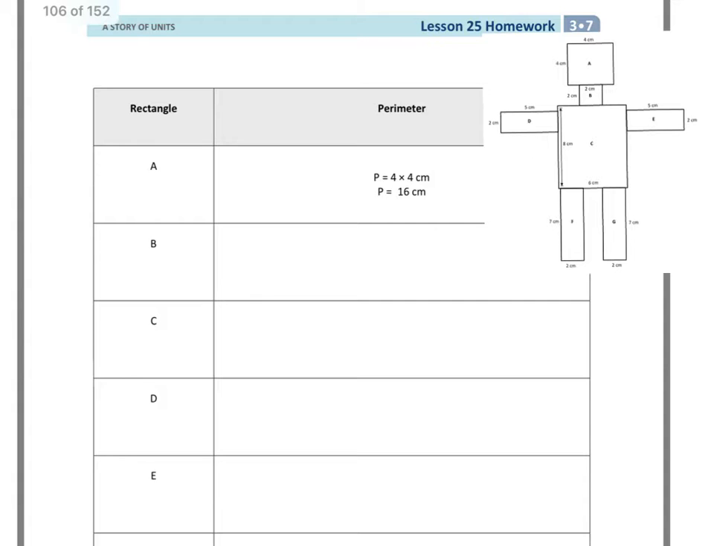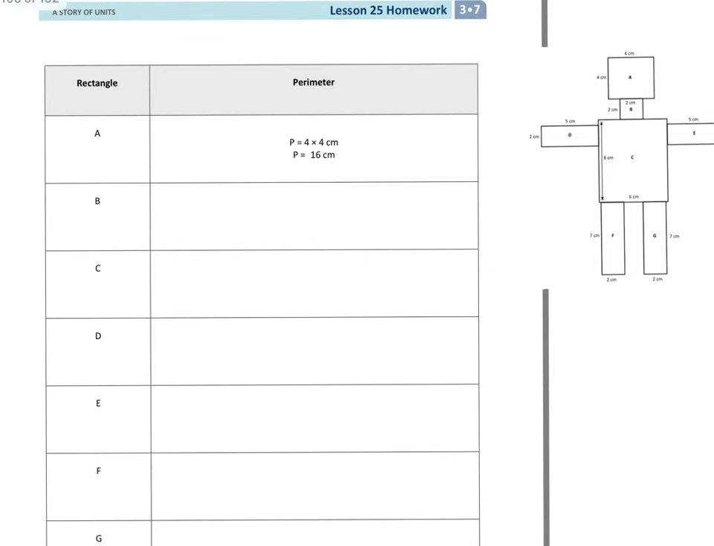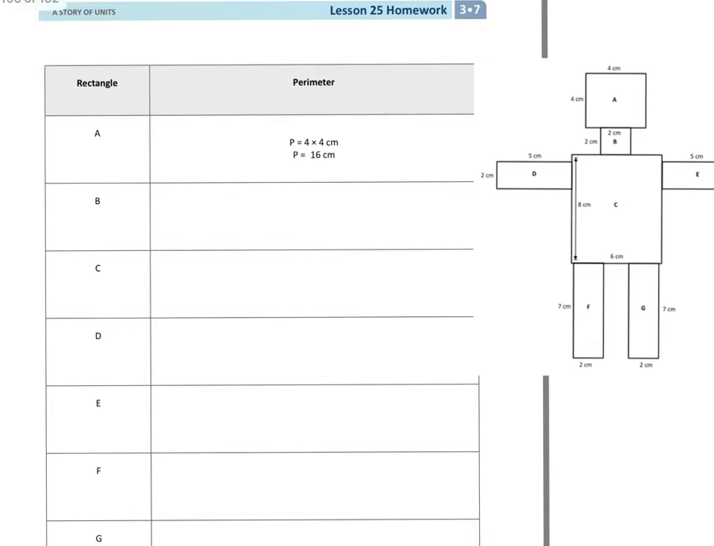And on this page, you'll see that I have a little picture of my robot. And I can zoom in and zoom out as I need be. But I see A is done for me. And the reason why we can do 4 times 4 there is because it has 4 sides. So that's not area, that's the perimeter. So if I look at B, I see it's another square with 2 and 2. And I know that there are 4 sides to a square, and they're all the same. So that one's going to be 8 centimeters.